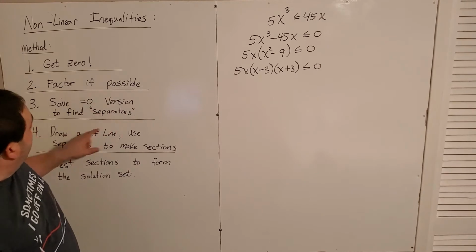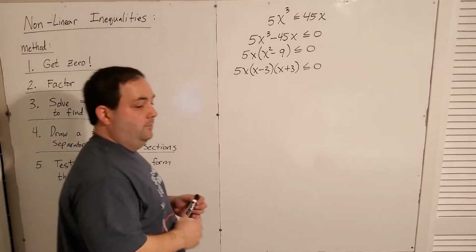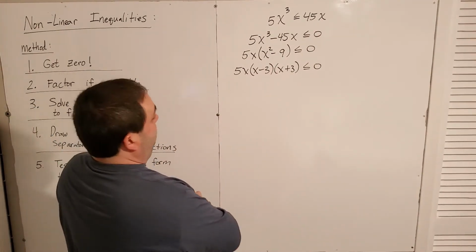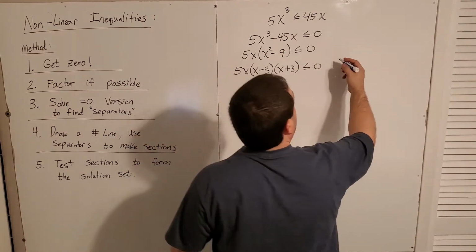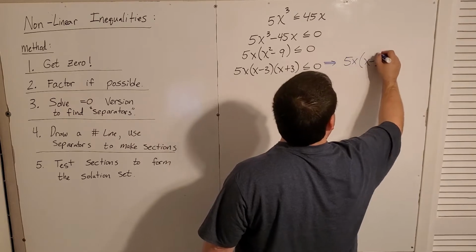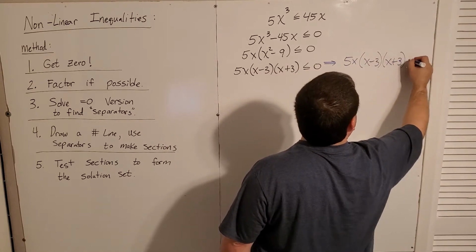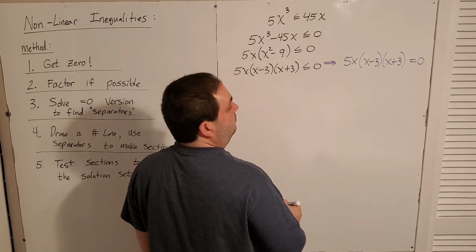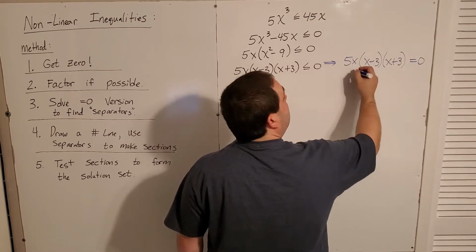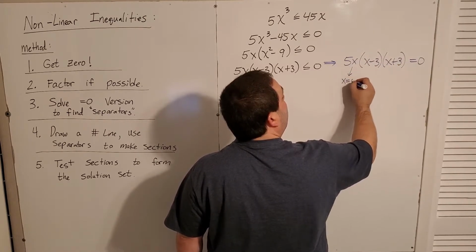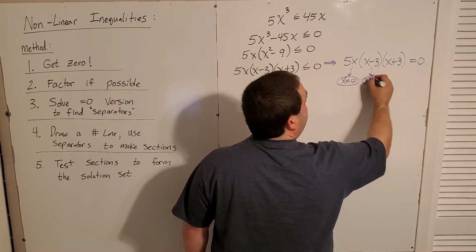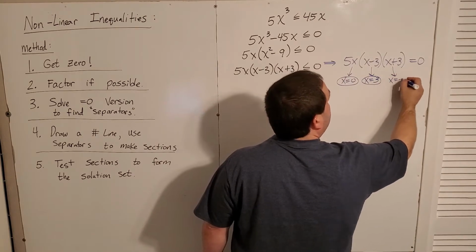I'm going to do the step 3 portion where I pretend, right? I'm going to pretend to solve the equals version. So 5x times (x minus 3) times (x plus 3) equals 0. And these are all multiplied out and equal to 0. Those are quick and easy solutions. Here I can get that x is 0. Here I can get that x is 3. And here I can get that x is negative 3.